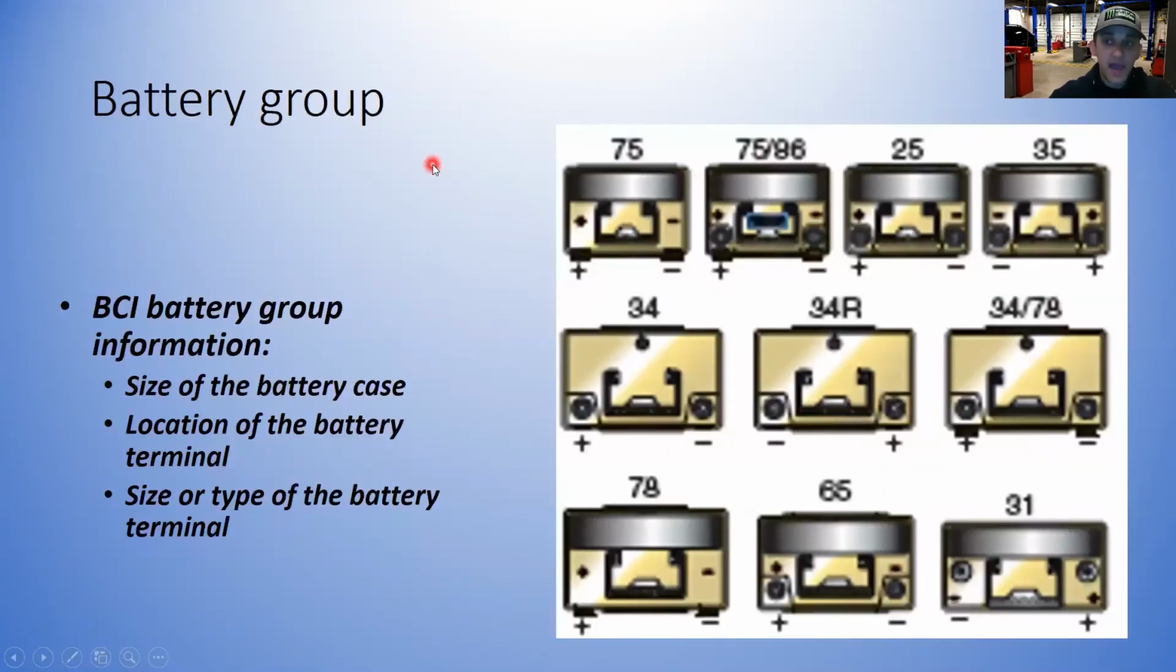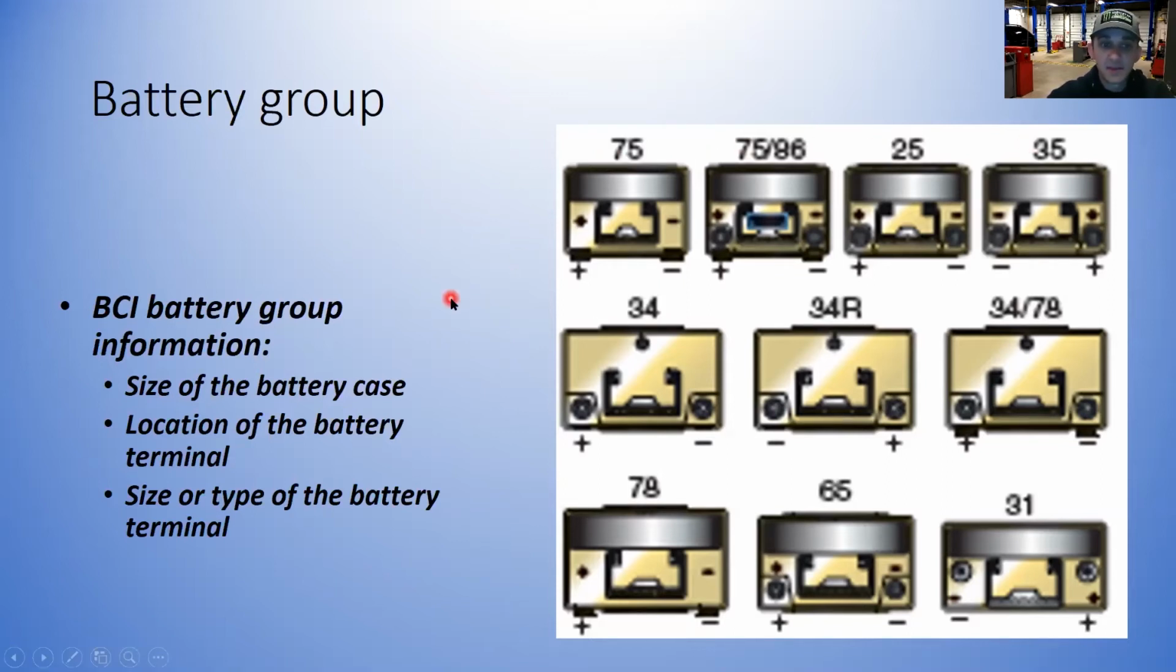Some of you guys may have heard of battery group, that term. This is especially useful if you're working in a parts department or dealing with a parts store. They may ask you the group number, or you'll hear them talk about a group number. And you'll see on here all these different group numbers.